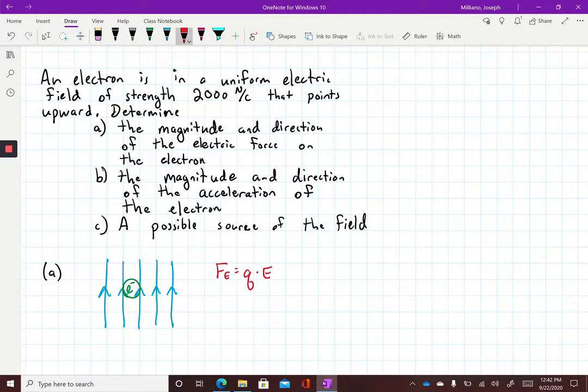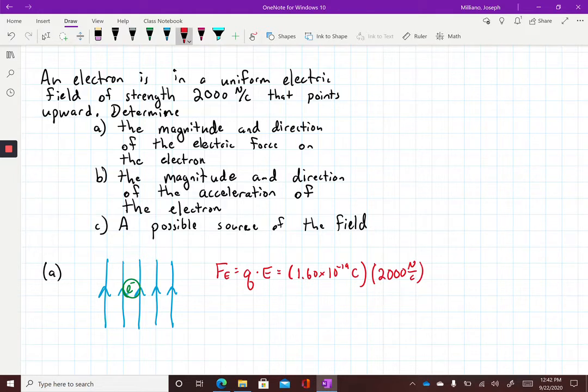So, the charge of an electron is the fundamental charge, which we know is 1.60 times 10 to the minus 19 coulombs. This is a number that you can find on the AP Physics 2 equation sheet. We're just going to plug in the amount of charge, not the sign of the charge, because we're just looking for the magnitude in this part. And then the field strength, they said, was 2,000 newtons per coulomb.